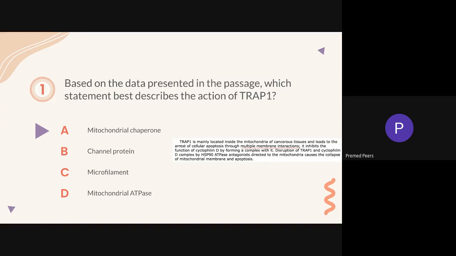Choice C is also incorrect. Microfilaments are made of actin filaments that make up the cytoskeleton. Microfilaments normally are not involved in interaction since their main function is to provide structural support. And finally, option D is incorrect. We don't really have evidence that TRAP1 acts as an ATPase. We are told that the addition of ATPase antagonists causes the collapse of the mitochondrial membrane, but the description of a mitochondrial chaperone best fits the function of TRAP1 because TRAP1, as we said, is involved in multiple membrane interactions. ATPases are not normally involved in protein interactions and don't form complexes with other proteins.